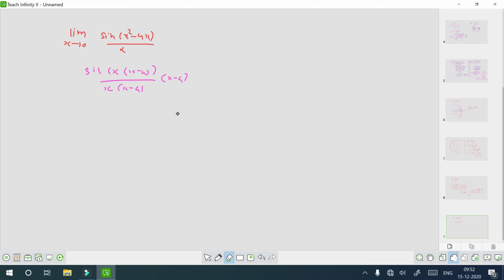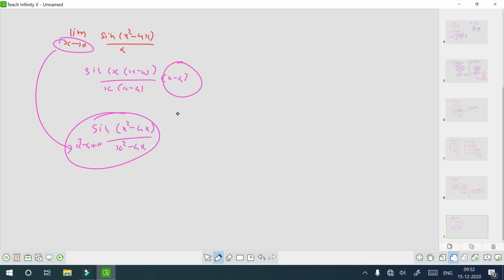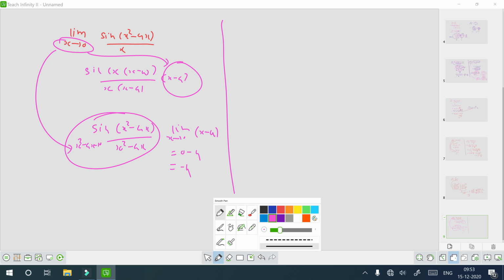Now see, that is sine of (x square minus 4x) over (x square minus 4x). X tends to 0, so x square minus 4x also tends to 0, so this comes out 1. Into this limit x tends to 0, x minus 4, 0 minus 4, so minus 4. So the answer comes out minus 4. Clear? Next one.